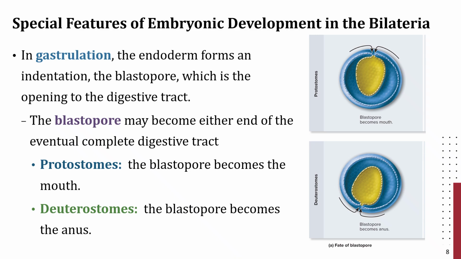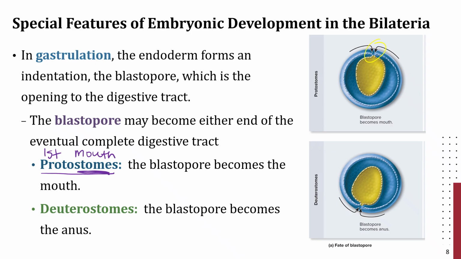That blastopore that we form can go one of two directions. That first indentation can either be the mouth or it can be the anus. There is not really any reason for one over the other. It's just how the development is happening. There's not an advantage to form one first, at least not that I know of. But our next category of organisms that we're going to talk about are categorized by whether the mouth or the anus forms first. So our protostomes, proto means first or before, stome means mouth.